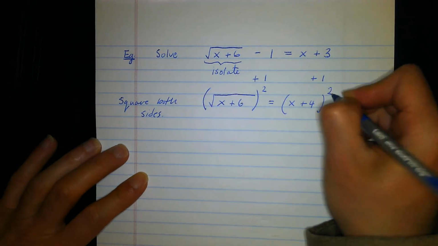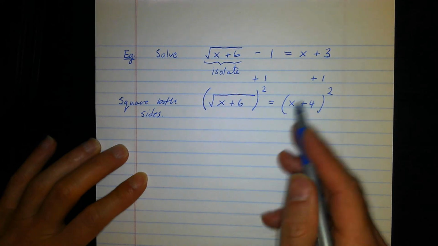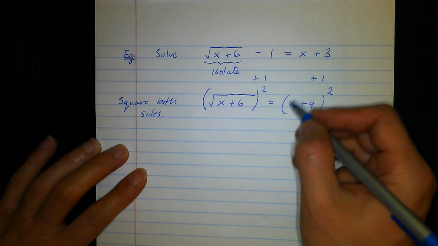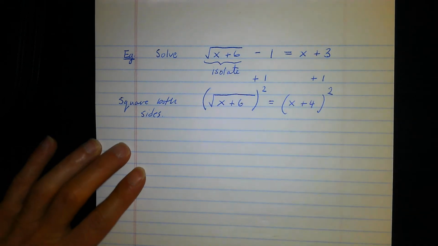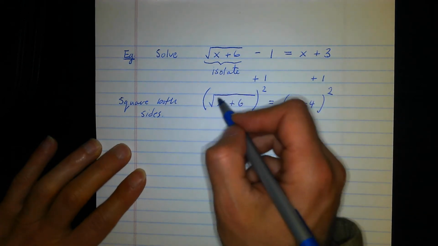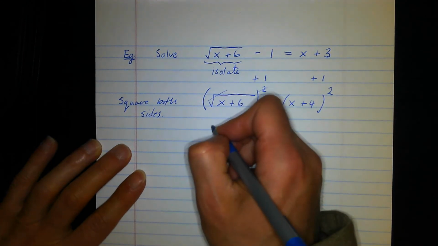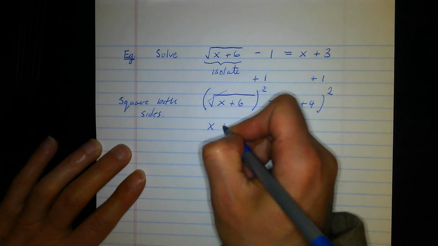Okay, now be careful here. You need to expand this out. It's not equal to x squared plus 16. You can't just apply that into the brackets. All right, this is the same as, okay, on the left-hand side, those cancel. So on the left-hand side, we're just left with x plus 6.